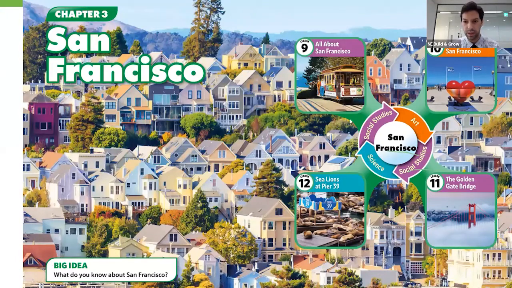And the first lesson would be a social studies lesson about the city. The next one would be about art and a particular public art project. Then we would learn about the Golden Gate Bridge, and that's another social studies lesson. And finally, science, and we'll learn about sea lions.